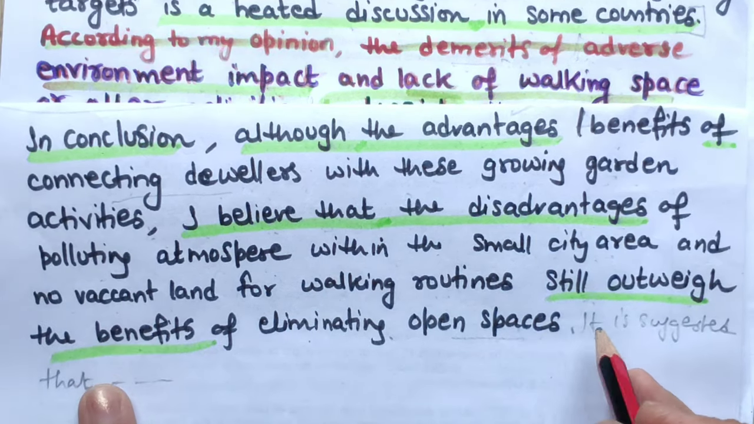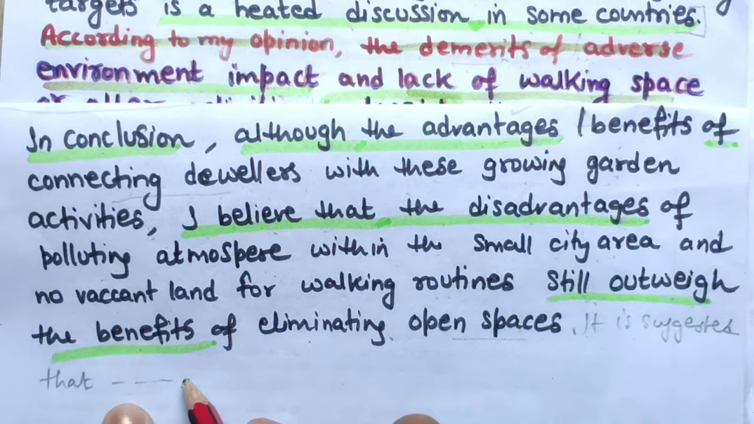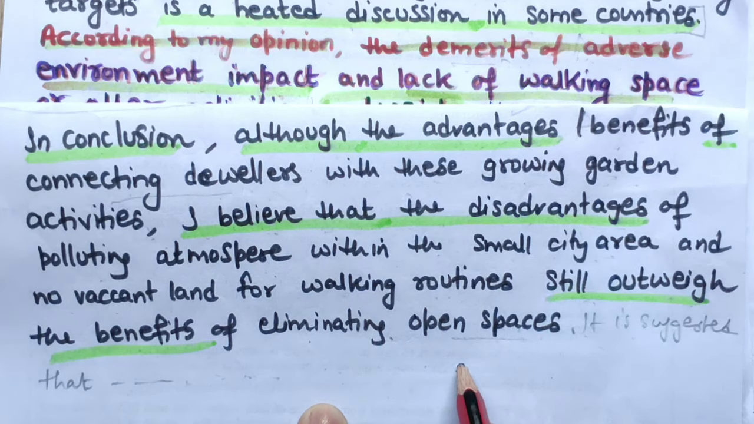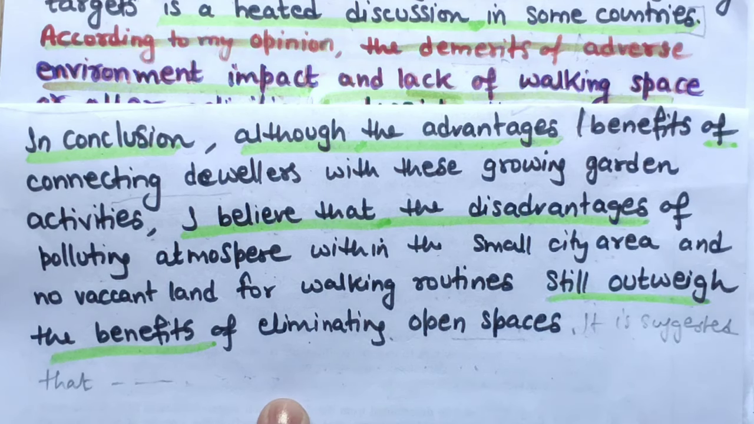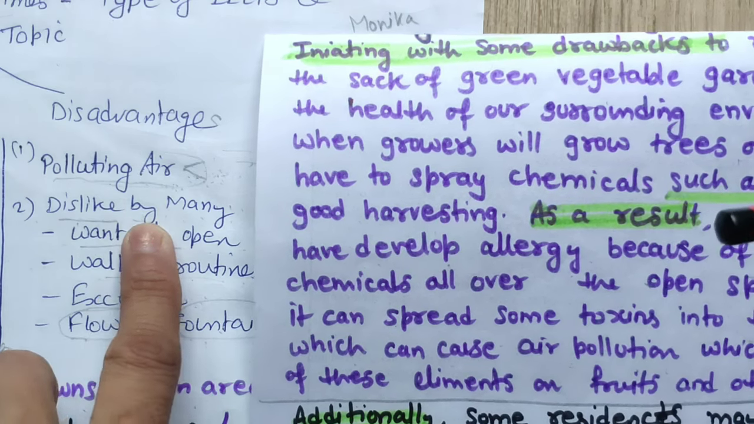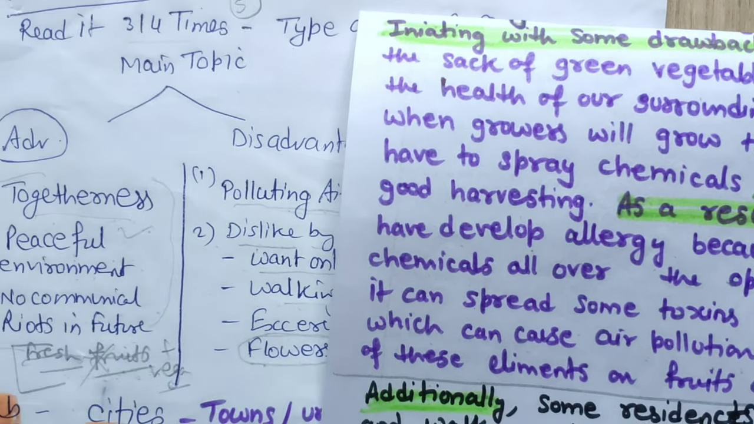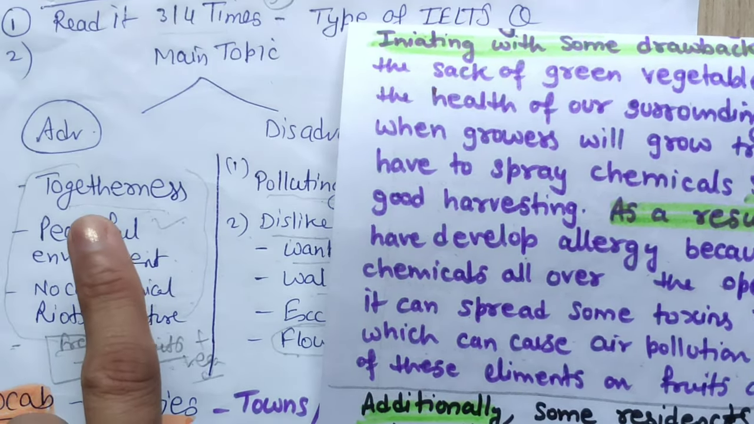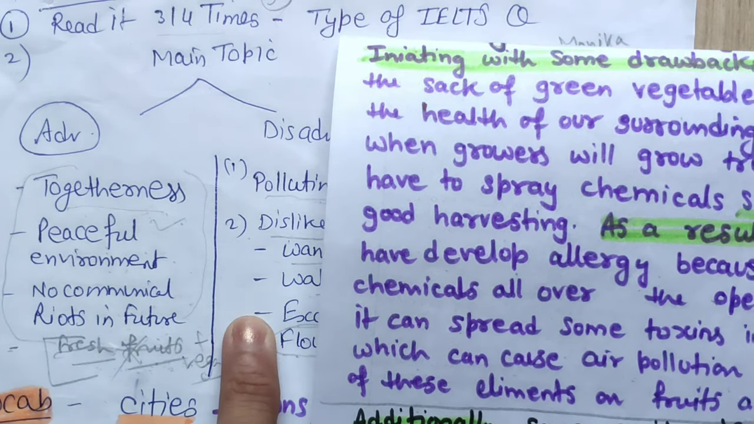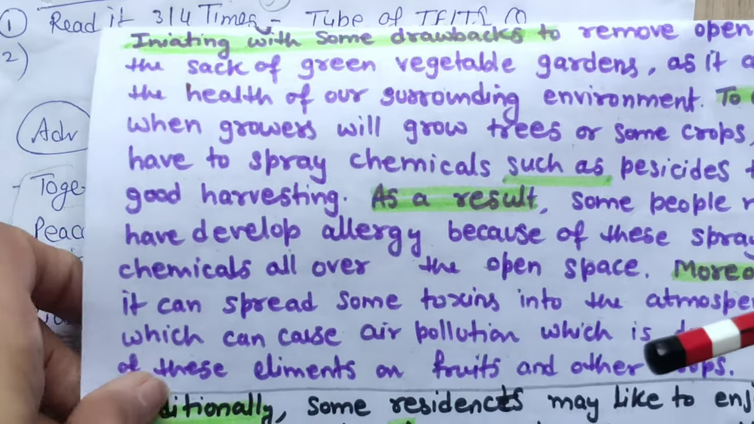Now you can finish your conclusion with "it is suggested that", you can give some suggestion that government should not destroy or eliminate all parks. Some parks should be reserved for morning walk routine and open spaces like that. So you can give suggestions. Now body paragraph 1. Now we will discuss polluting air and disliked by others. You can start with advantages also. If you want, you can write advantages first and then talk about disadvantages. But I have written disadvantages first and then I will discuss the advantages.